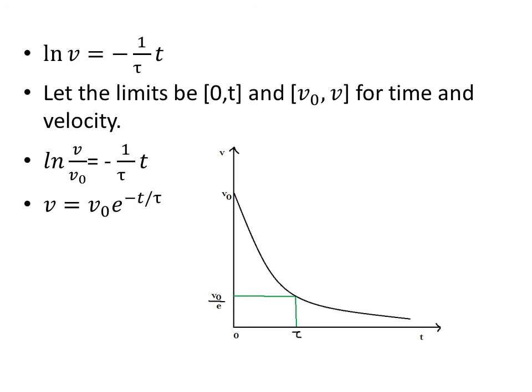Or you can say that the time constant for damping is the time taken for a body which is experiencing a dissipative force. For that kind of a body, the time taken for its initial velocity to decrease to 1 by e times its initial value is referred to as the time constant for damping.